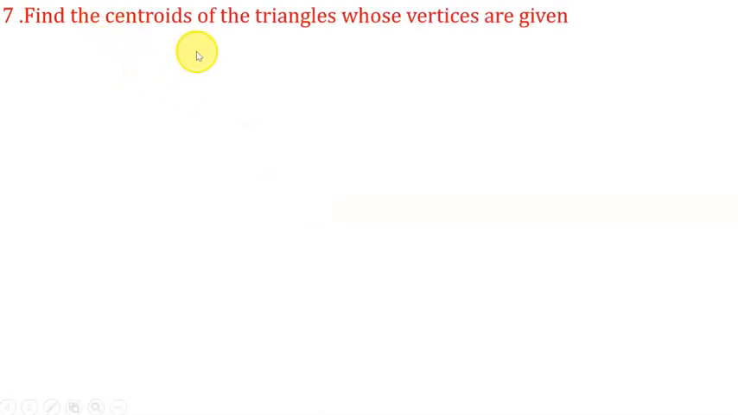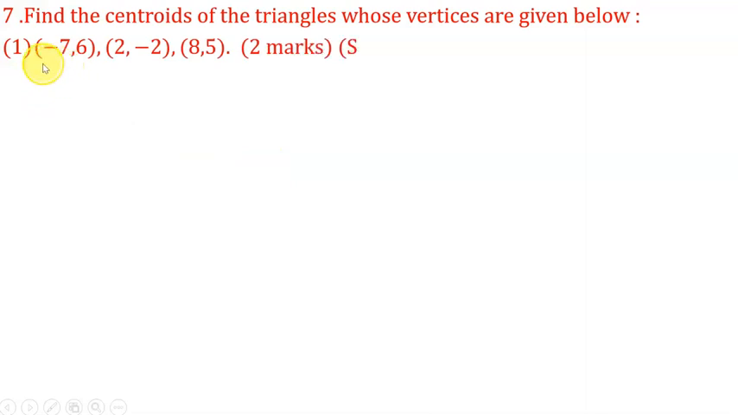Now next example. Find the centroids of the triangles whose vertices are given below. The vertices are (-7, 6), (2, -2), (8, 5).